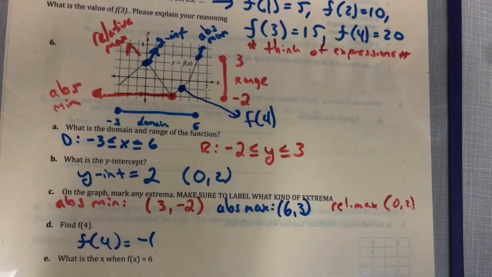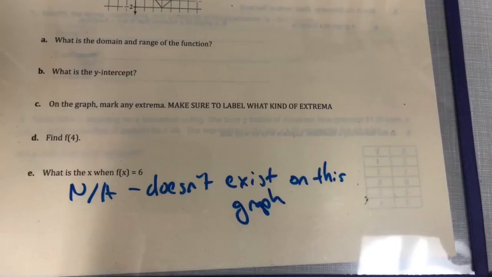f of 4 would be what's the y value when x is 4. And for this graph, the y value never touches 6, so there is no x value that makes that happen.